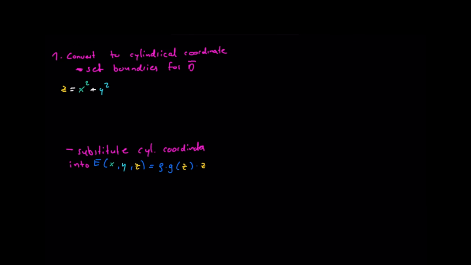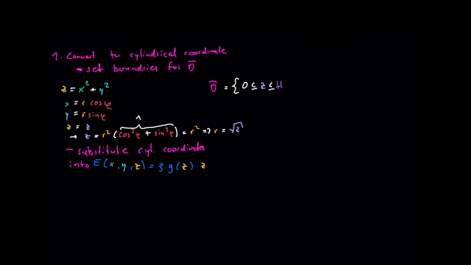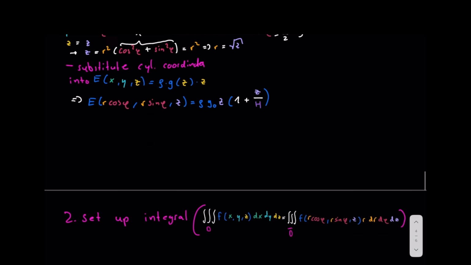Step 1. Convert to cylindrical coordinates. The paraboloid equation z equals x squared plus y squared transforms to z equals r squared in cylindrical coordinates. Rearranging, we get r equals the square root of z. The boundaries are, for z, 0 to h. For r, 0 to the square root of z. For phi, 0 to 3/2 pi, because we only have 3/4 of the paraboloid. The energy density function becomes rho times g naught times z times 1 plus z over h.